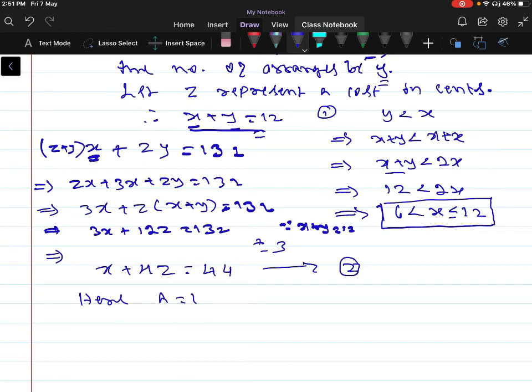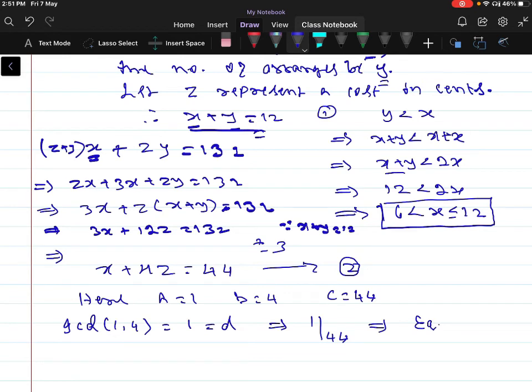So here a is equal to 1 and b is equal to 4 and c is equal to 44. Let us find the GCD of 1 and 4. The GCD of 1 and 4 is 1 because 1 and 4 are co-primes, and that is equal to d. This implies 1 divides 44, so equation 2 has a solution.